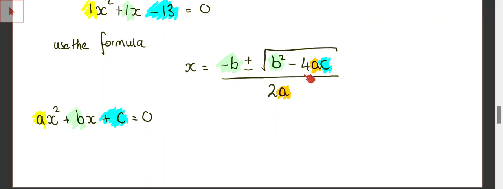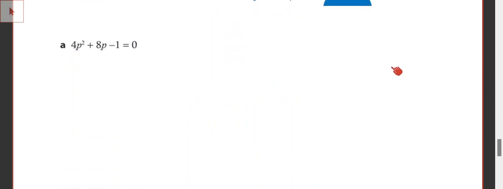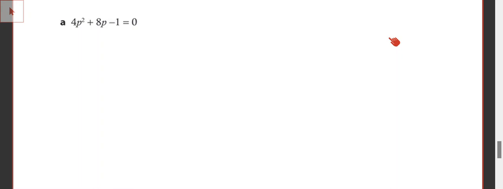So the formula is that. To find the solutions to x, x1, x2, we've got this formula. And I said, well, a quadratic is ax squared, so something x squared, plus something x, so bx, plus c. And the a, b, and c relate to the formula in that way. Okay? And we're going to use it to do one of these together, and then you can do the rest. So you can see it's practice 5, page 431. The one I'm going to work on now is the first one. So if you can write that down, and then we'll do it together.